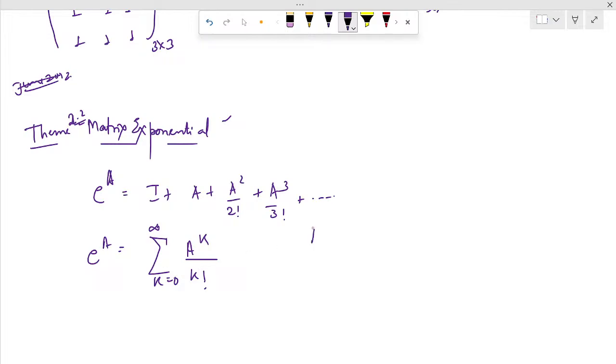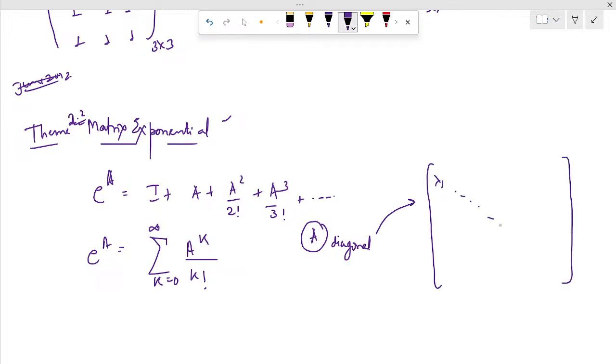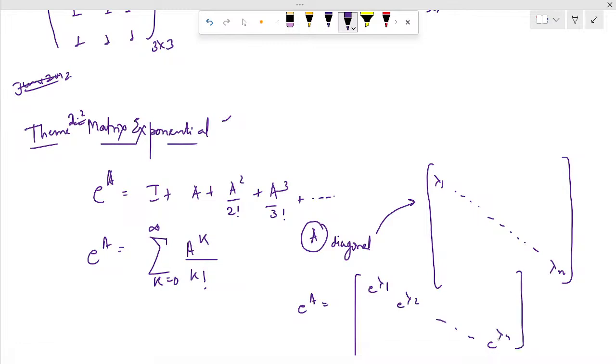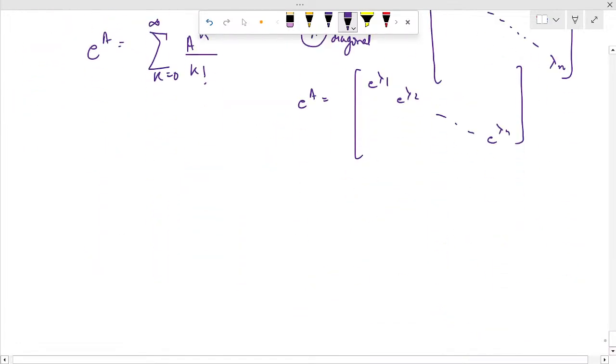And let's say if A happens to be a diagonal matrix, then what will happen? In a diagonal matrix, all the entries come on the diagonal, and if it can be diagonalized, they correspond to nothing but the eigenvalues. Then e to the power A would be nothing but diag(e to the power lambda 1, e to the power lambda 2, and so on up to e raised to the power lambda n). Is that clear? This has been asked time and again.